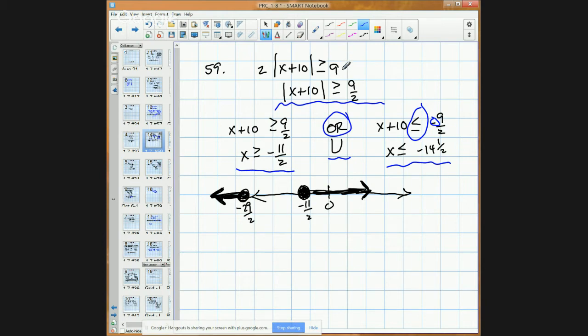Yeah, so it checks. And then pick a number that's greater than negative 5.5. Like negative 5. Oh, is that the one I just did? No, that's not. So anyway, I'm going to let you guys do that.